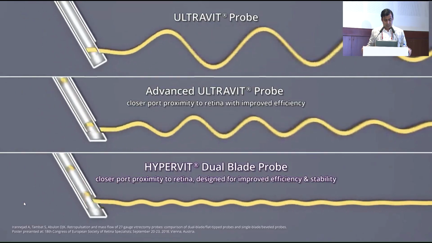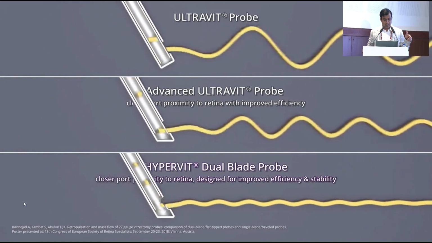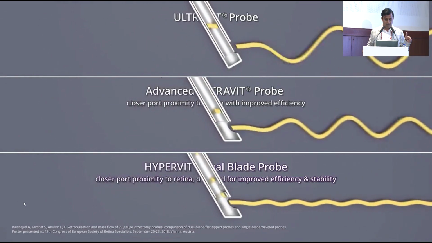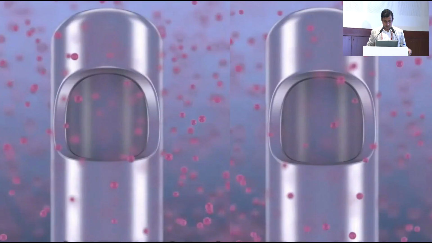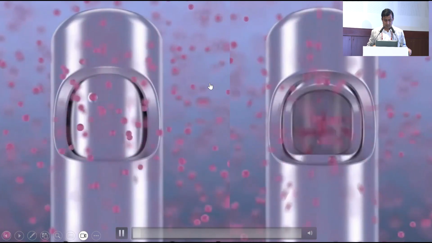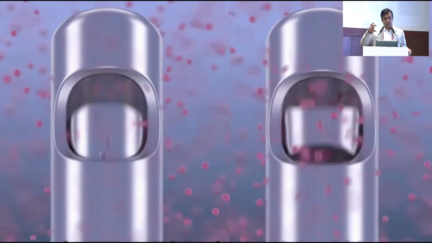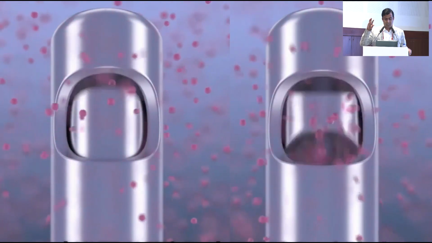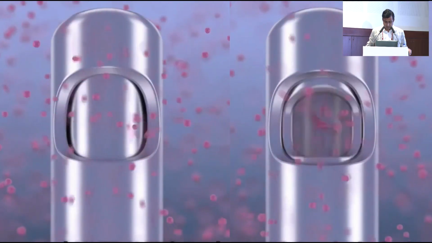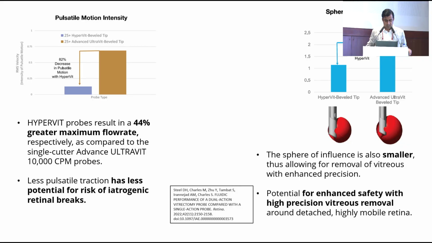Now, if you see this video, the closer proximity to the retina in the hypervit design is for improved efficiency, stability and less turbulence. I'll come back to this video after these animated videos. Now you can see these particles coming up into the cutter, with less chattering on the left side, with more chattering on the right side. So how does it implicate?